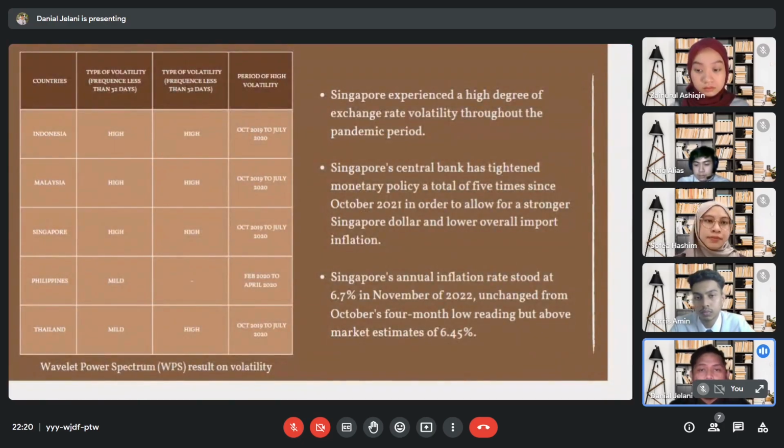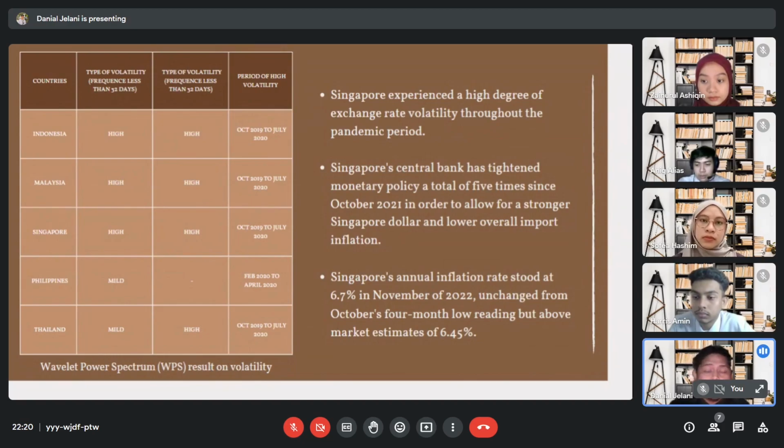Singapore's exchange rate volatility has always been the lowest, reflecting the country's strong economic fundamentals. Based on the findings from the wavelet power spectrum (WPS) as shown on the slide, it implies that Singapore experienced a high degree of exchange rate volatility throughout the pandemic period. The volatility of the currency can be attributed in part to inflation as one of the variables.